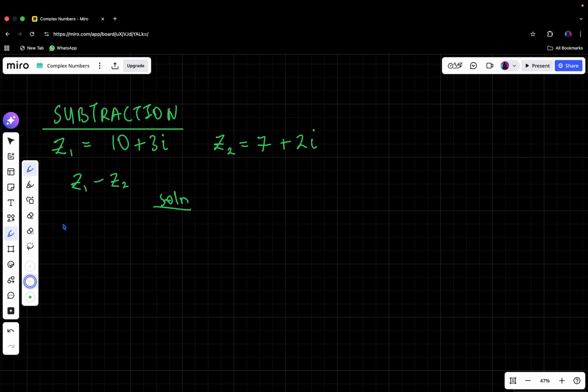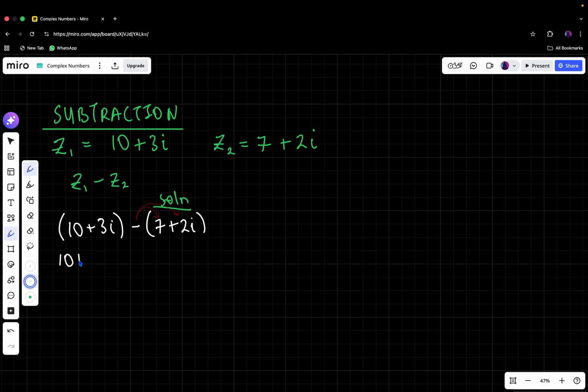What is the answer? Now let's put it out. z1 minus z2: 10 plus 3i, minus 7 plus 2i. So like I said, you need to first clear the bracket. Unlike addition, where everything just goes, now you need to multiply. You see this minus, it gets fed in here and also affects this here, right? So you don't just write it out like that.